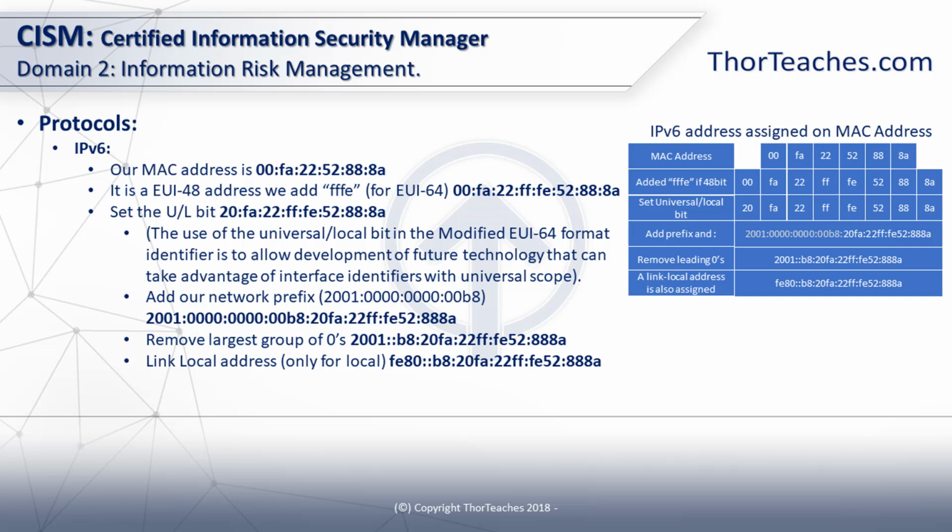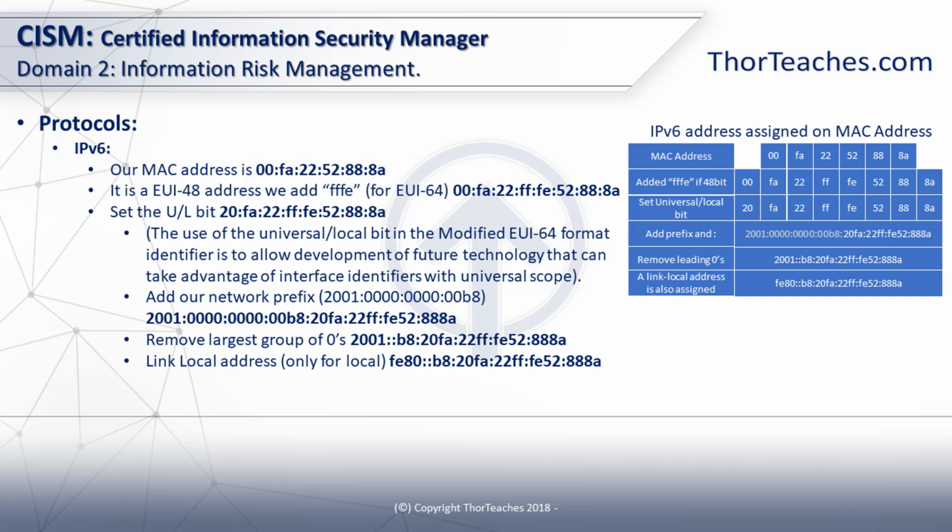It then changes the first octet to 20 instead. It's not really used for anything yet. It's made to allow the development of future technologies that can take advantage of interface identifiers with a universal scope. We then take that MAC address and add our local prefix. In this case, let's just say it's 2001 0DB8. We then again remove the largest group of zeros we have and add another colon. Our IPv6 address using our MAC address is now 2001:DB8::20FA:22FF:FE52:8888A. And that would be the address we would use on the internet.